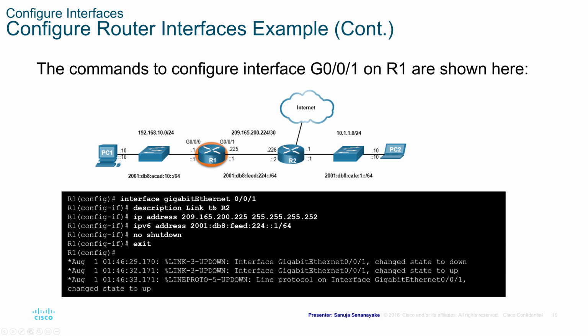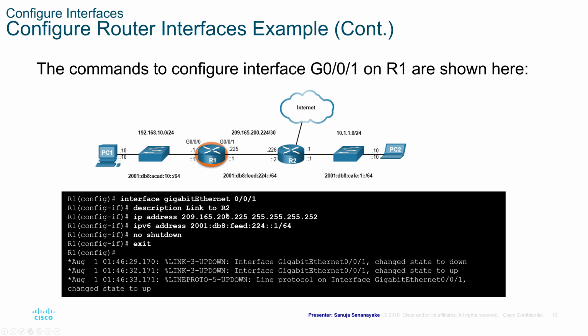You can see that we're basically doing a similar thing for the next interface. In this case it is the interface on the right hand side, which is G0/1, and you run the same commands. You go to interface GigabitEthernet 0/1, and we're going to give a different description in this case because it's on the right hand side and it is connected to R2. So we're just going to name it link to R2.